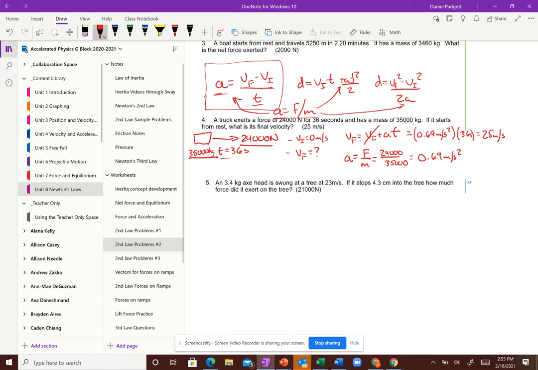So again, it comes down to what information we have based on the initial problem: vf, vi, and t. Those are the three things we're working with, and that's going to let me get a. And we can get a now from F over m.